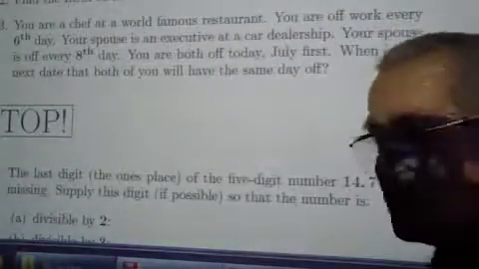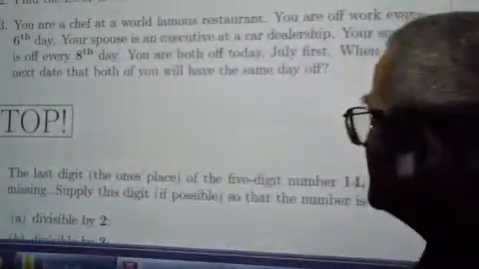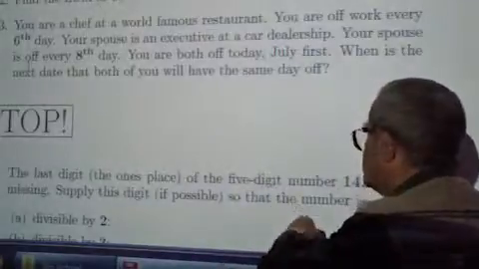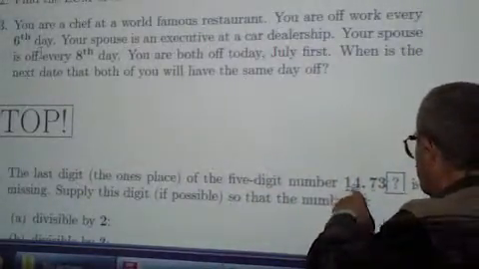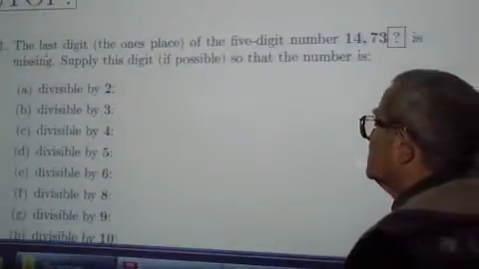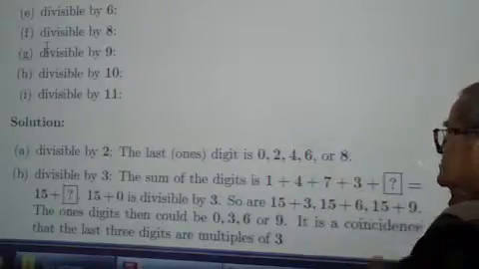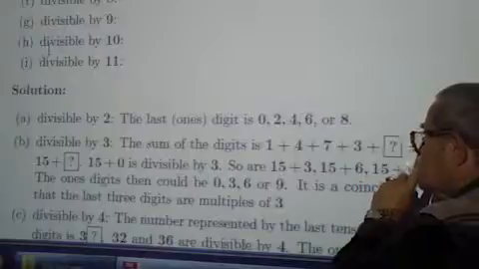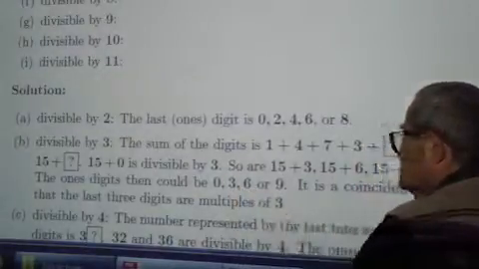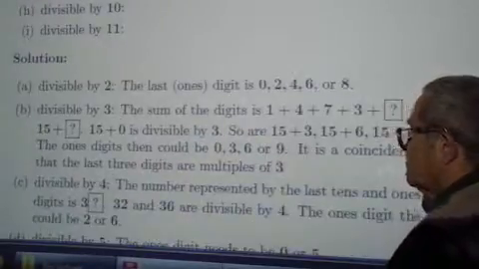Okay, we wanted the solutions to the previous problems. In problem 1, the last digit, in the ones place, of a 5-digit number, 14,700, to divide by 2. The last digit is 0, 2, 4, 6, or 8. Dividing by 3, the last digit can be 0, 3, 6, or 9. I'm going a little bit fast, you can check your answers.